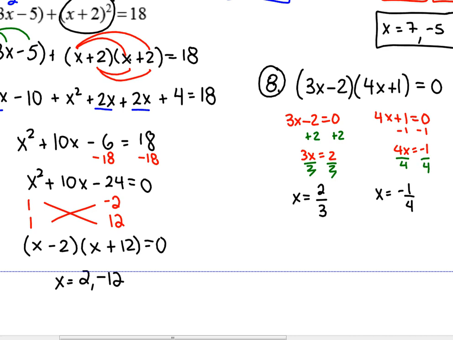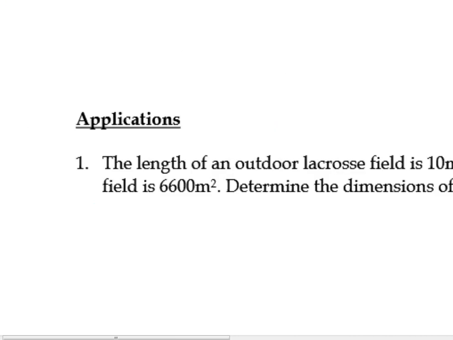Okay, so if you want, you can set each factor to 0 and just solve for the x. Or if you're able to just look at it, right, the shortcut: opposite sign, second over first. So because you're adding 2 to the other side, divided by 3. Subtracting 1, dividing by 4. Okay? All right. Let's get to those word problems.